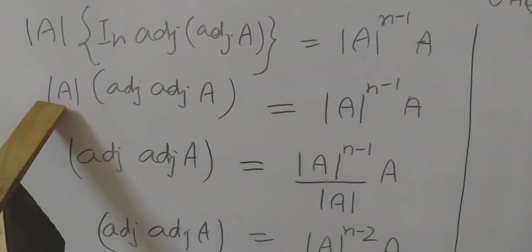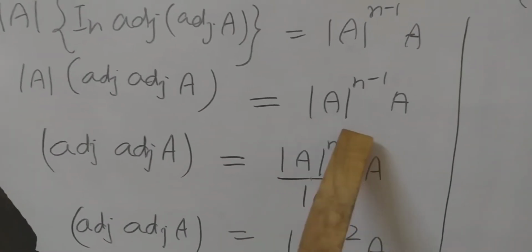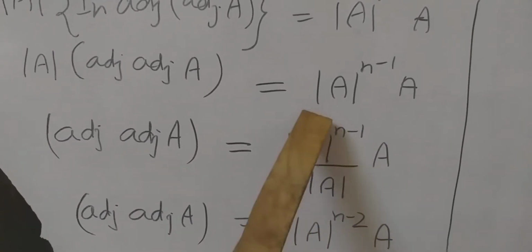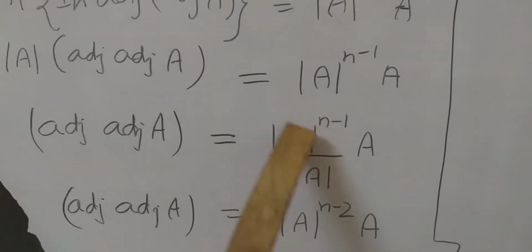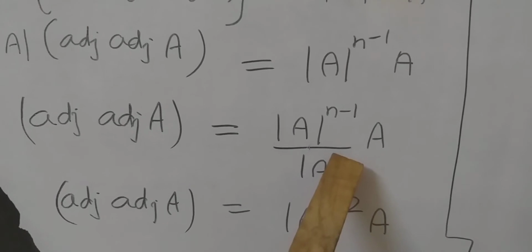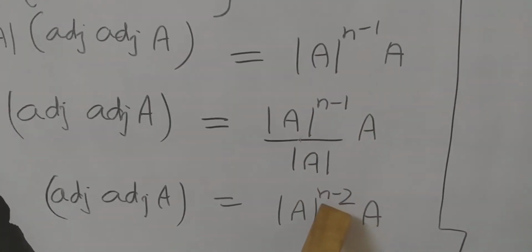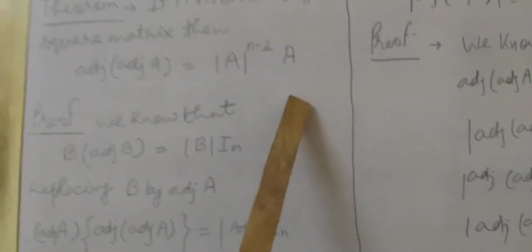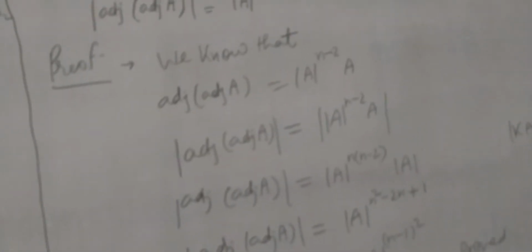Now we can write this determinant of A in the denominator. We know that in division, when bases are same, powers are subtracted. So it will be determinant of A to the power n minus 2, into A. So this part, students, we have proved. Correct. Now students, next property.